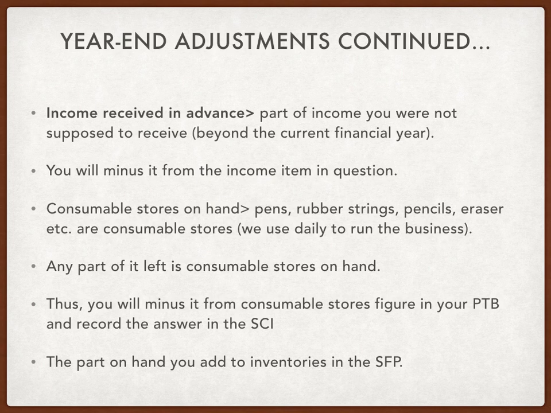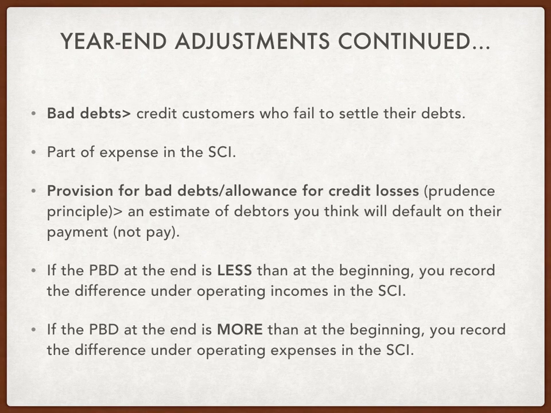We then have consumable stores on hand. Pens, rubber strings, pencils, erasers, among others, are what we call consumable stores. Items like this we need in order to run our business smoothly. And any part of it left is what we call consumable stores on hand. The consumable stores on hand, you will minus from the consumable stores figure in your pre-adjustment trial balance and record the answer in your statement of comprehensive income. The part on hand you will add to your inventories in the statement of financial position under current assets.